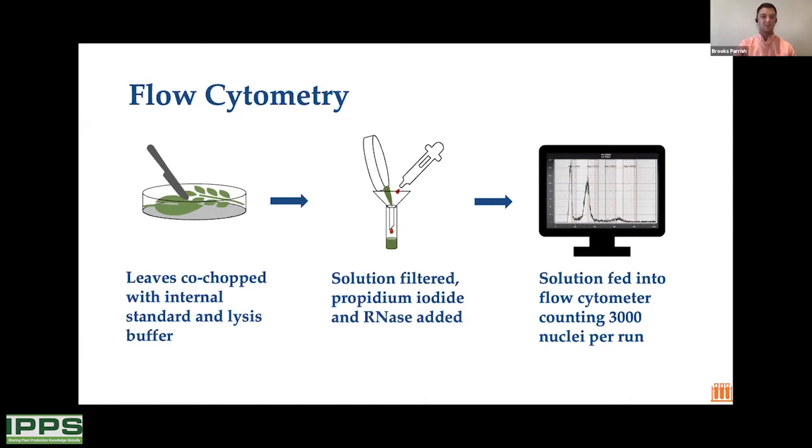On the little computer screen on the right of the slide, you can see we have two different peaks. One peak is going to be for our internal standard, our rye, and then our second peak is going to be for our porterweed sample. We can take the geometric mean of these two peaks and compare them to each other because we know the nuclear DNA content of our rye, our internal standard. So from that, we can compute the nuclear DNA content of our sample.